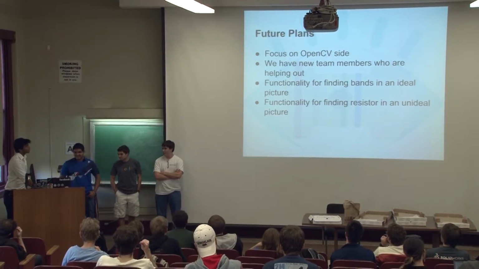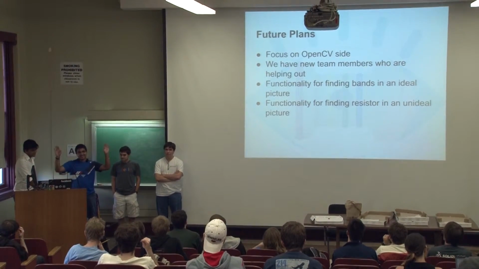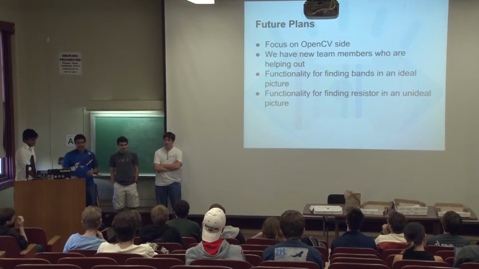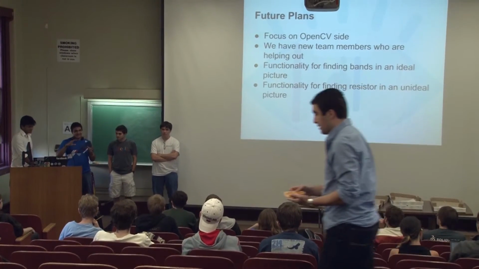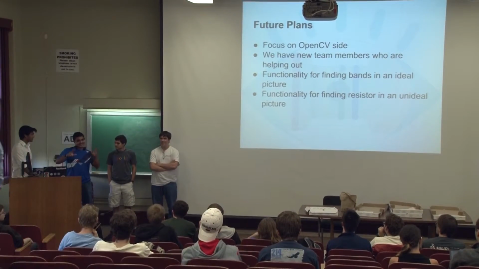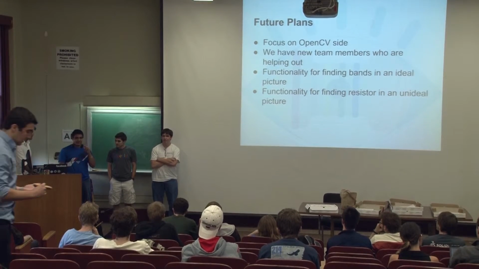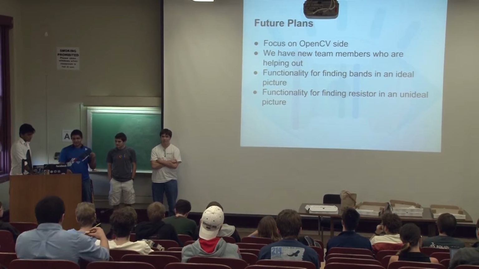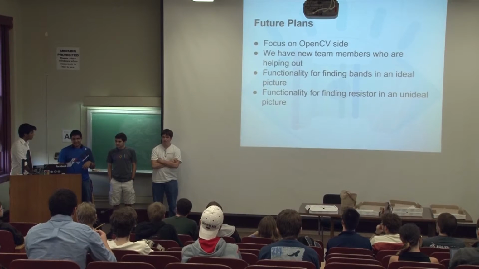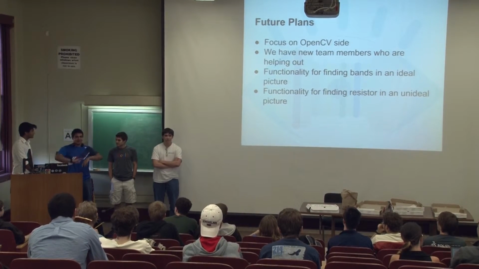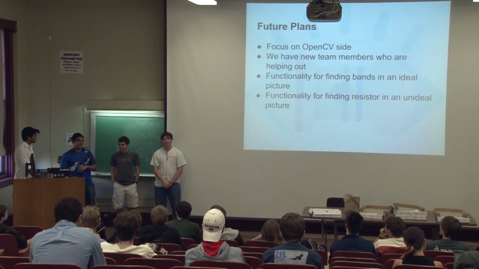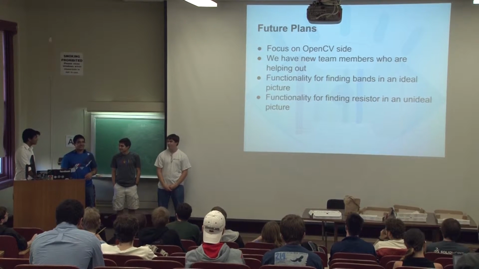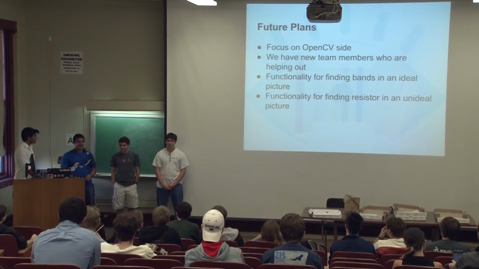Future plans. We really need to get the computer vision side up. We have the color band stuff working, not optimally, but it's getting there. And then there's actually finding the resistor. That's just doing computer vision transformations. And that's my part. When I finish that, I'm going to put up a nice blog post on how to do this in the future, because there aren't really good tutorials, especially for Android, to start from.